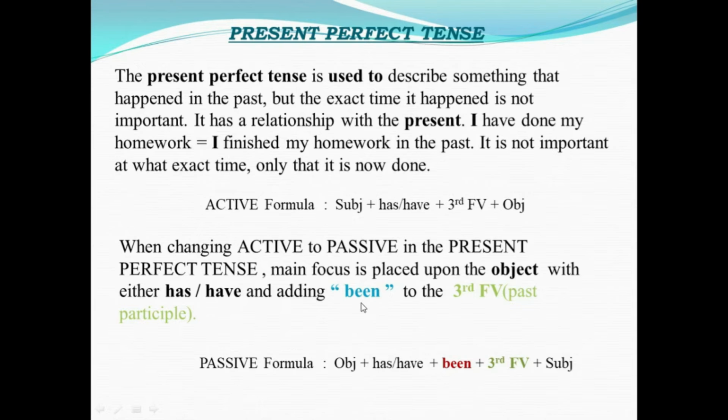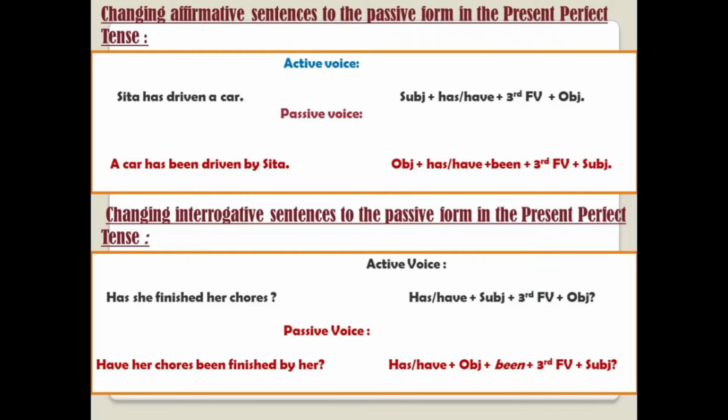This word "been" will be very important. Been plus the third form of the verb, which is the past participle. The formula for the passive voice in the present perfect tense will be object plus has or have plus been plus third form of the verb plus the subject. Memorize these formulas right away. On to the next slide.